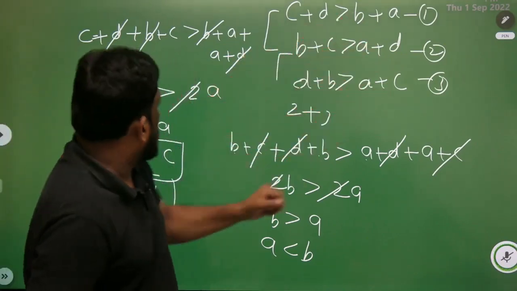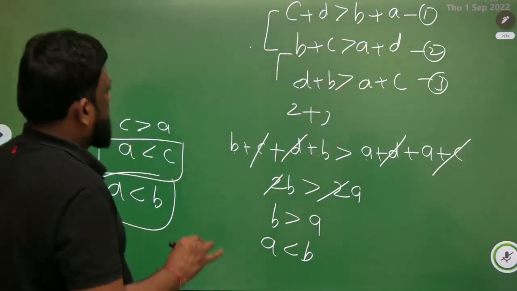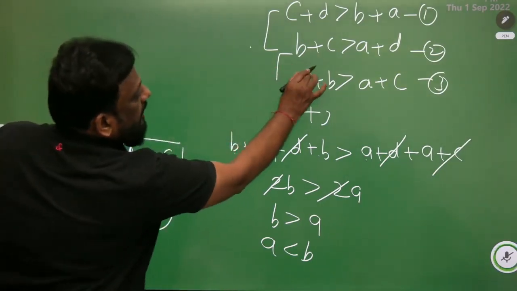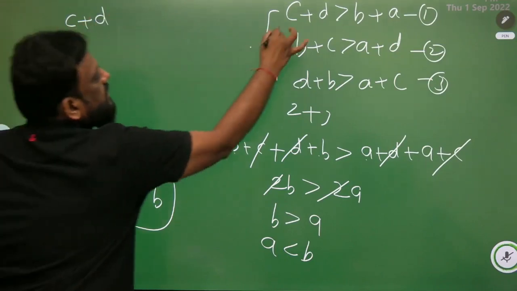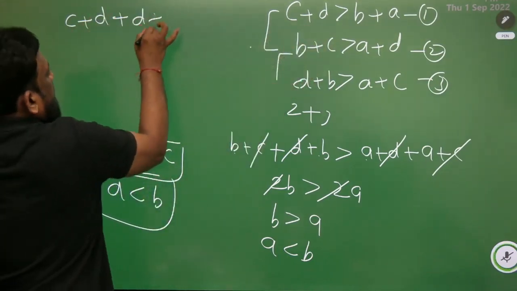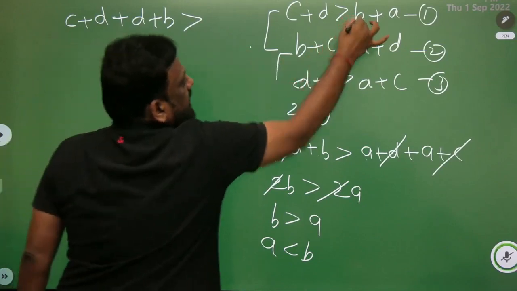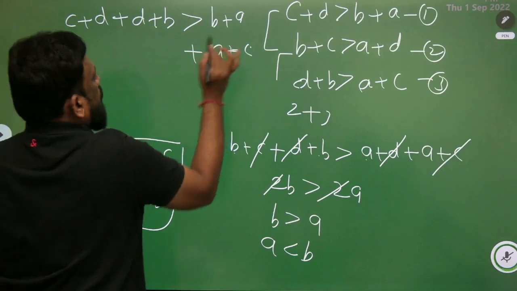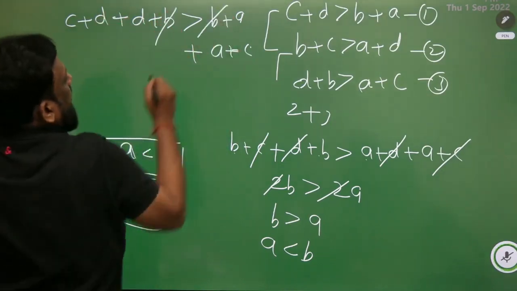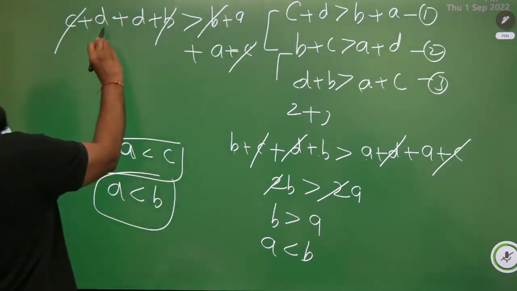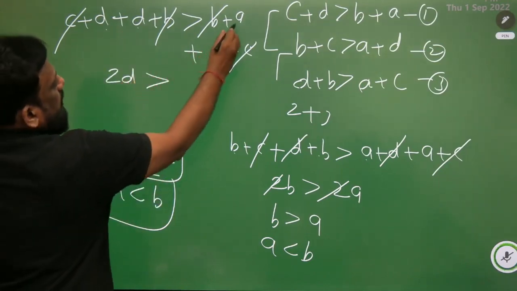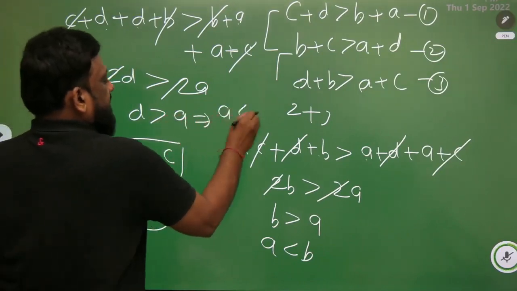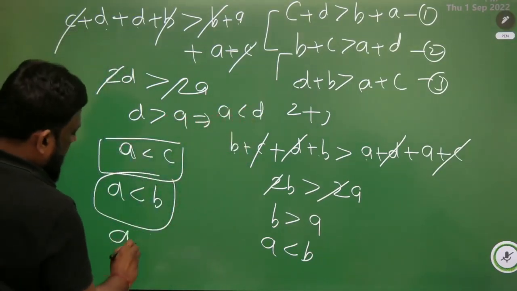Now let us add 1 and 3. Let us add 1 and 3, dear students. If I add 1 and 3, what do I get? C plus D plus D plus B, I have added these two, is greater than B plus A plus C. One second, wait. I think B can be cancelled, C can be cancelled. D plus D is 2D, greater than A plus A, which is 2A, or D greater than A, or this can be written as A less than D. So I got one more condition, A less than D.